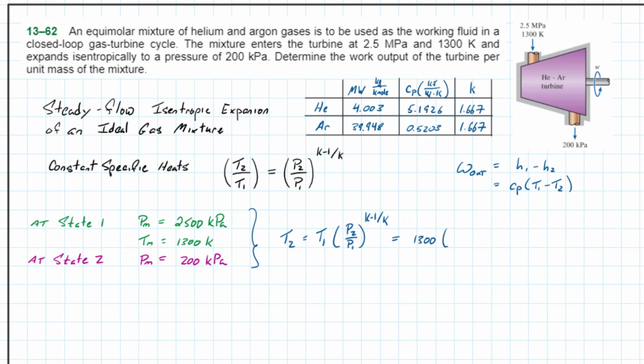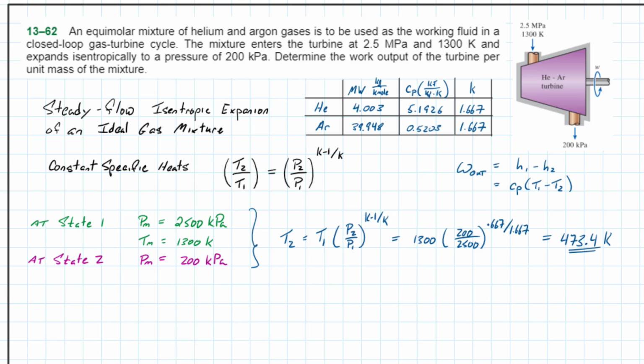The ratio is 200 to 2500. And this will be 0.667 divided by 1.667, which gives me a final temperature of 473.4 Kelvin. All right, so that's the temperature of the gases when we come out of the turbine, and at the pressure of 200 kilopascals.